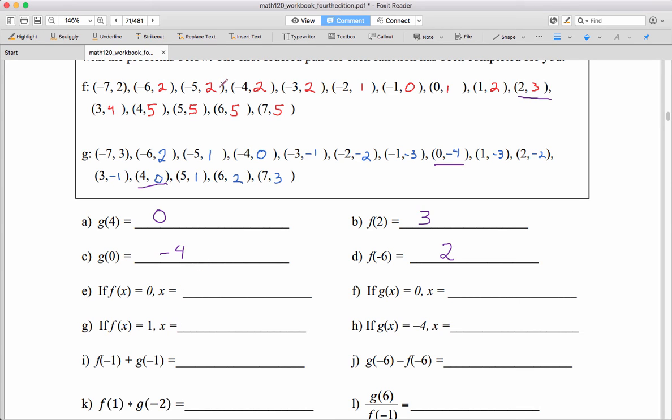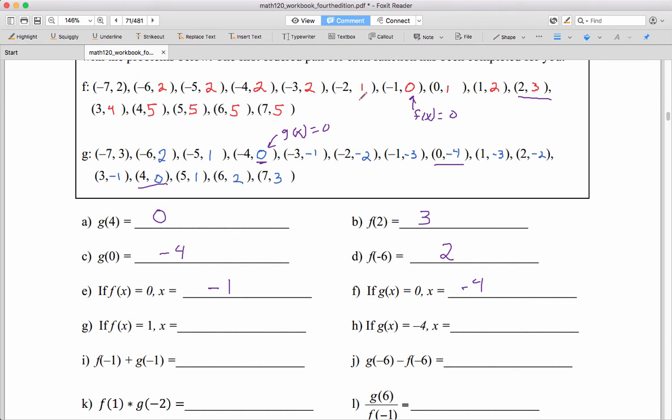If f of x is equal to 0, x equals, so now we're looking for the y value being equal to 0. So that's f of x equals 0 right there. So the x value must have been equal to -1 there. If g of x is equal to 0, let's see, where was g of x equal to 0? That's right there. So if g of x is equal to 0, x must have been equal to -4.